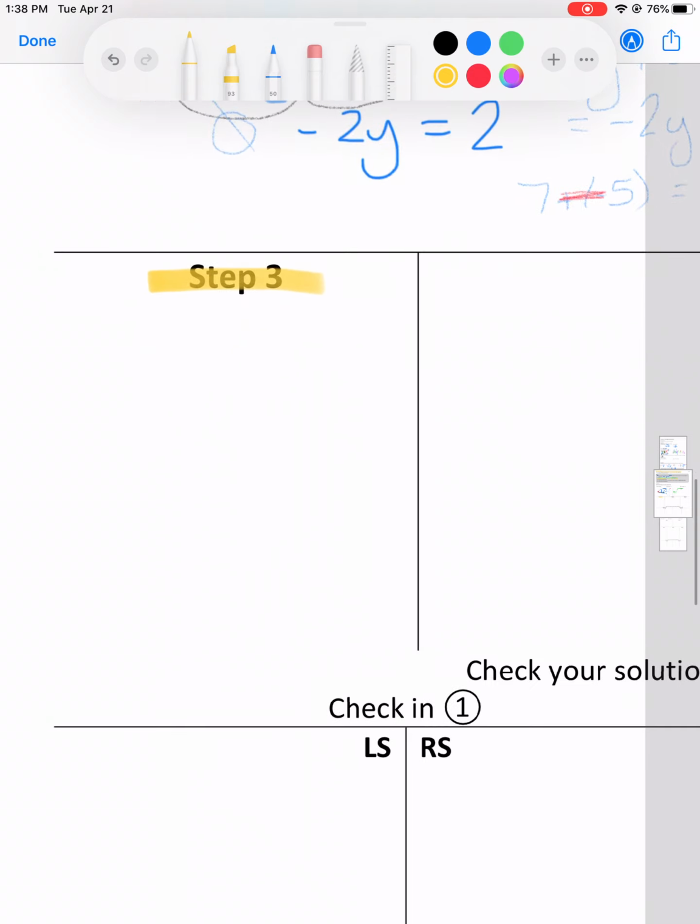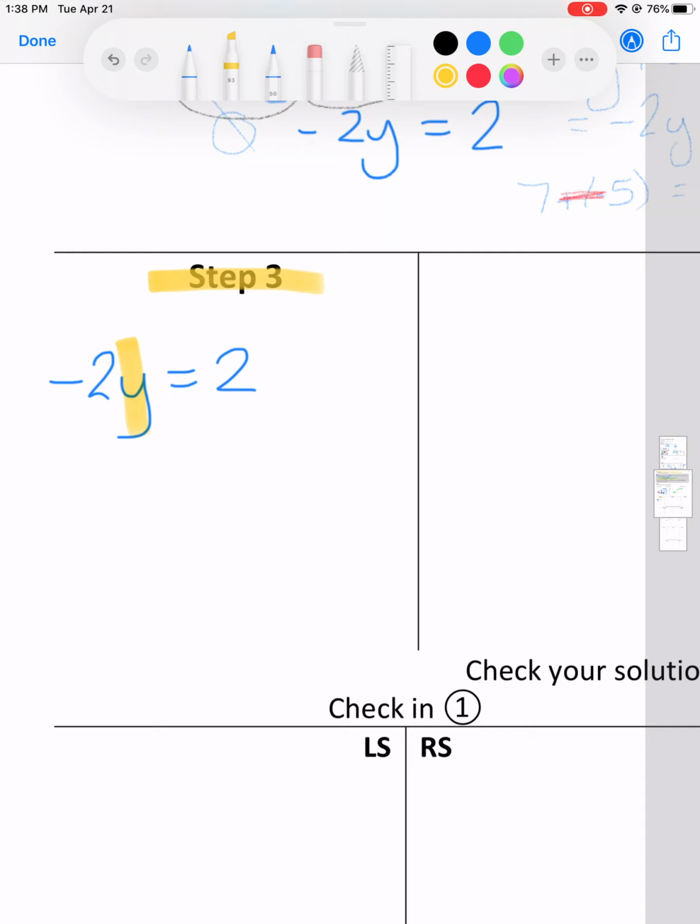I'm going to go back to blue. I'm going to write it again. We're solving for y, okay? We have to get y by itself. You guys know how to do this? Super know how to do this.